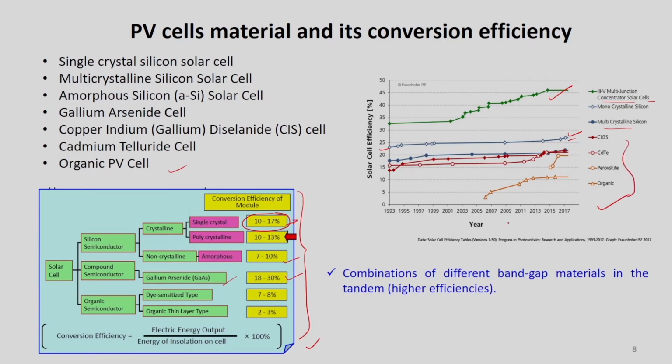So it shows the development with time and with new schemes and new methodology, how we can increase the solar cell efficiency. These multi-junction solar cells are nothing but combinations of different band gap material in a tandem cell. Of course, we will get higher efficiencies in those cases.